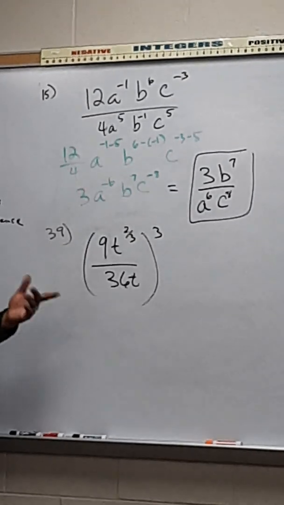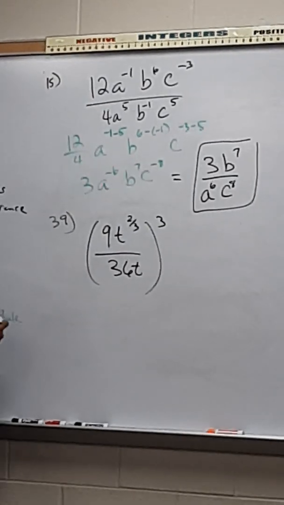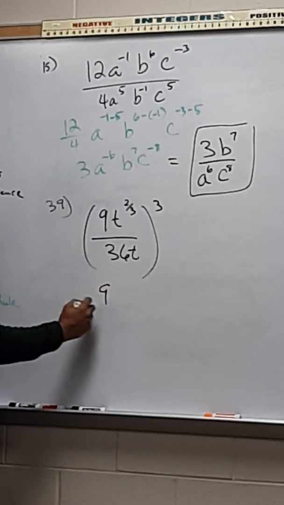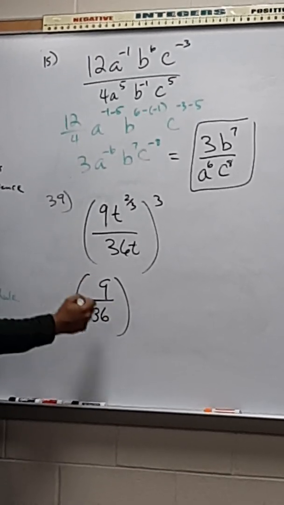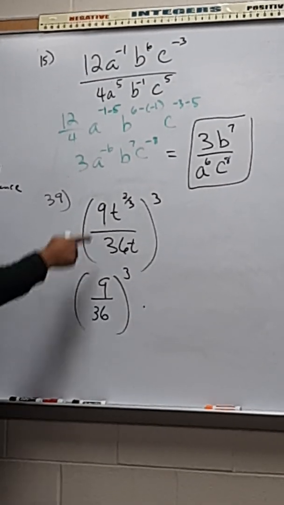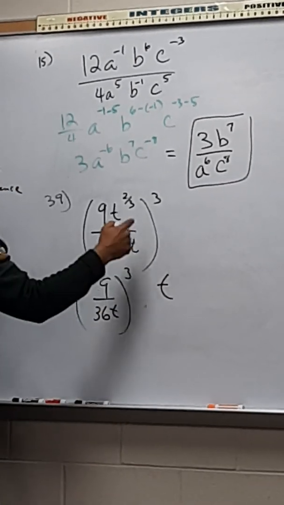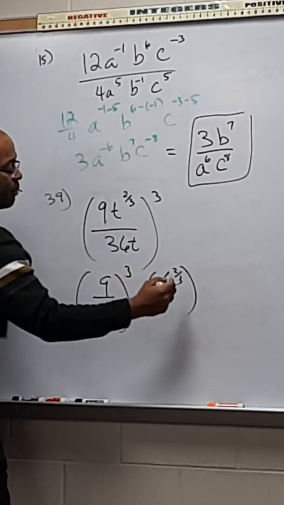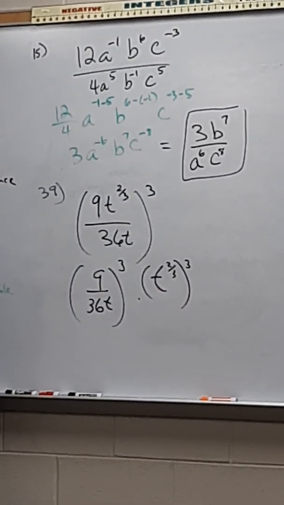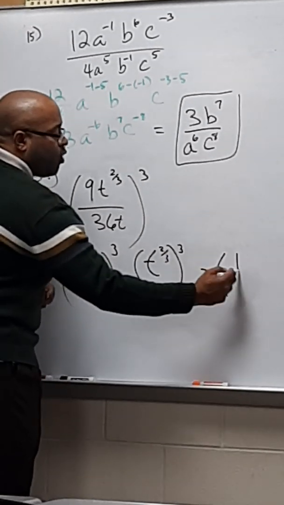Okay. What did you do with 9 and 36? Divide them. She simplified 9 and 36. Anybody have a disagreement with that? She took 9 over 36 to what power though? Third power. Right here, I'm gonna leave a T down here. T to the what? 2/3, right? Taking the what power? Third power. What did you get for 9 over 36? 1/4. So it's 1 over 4.